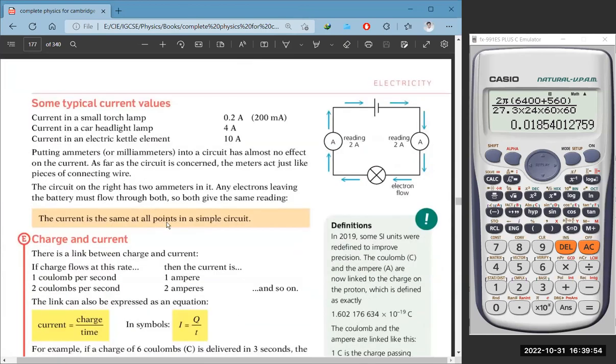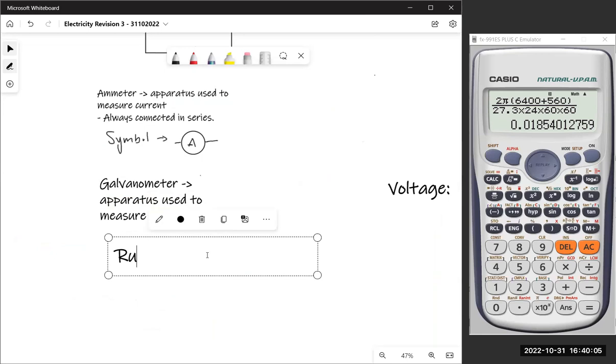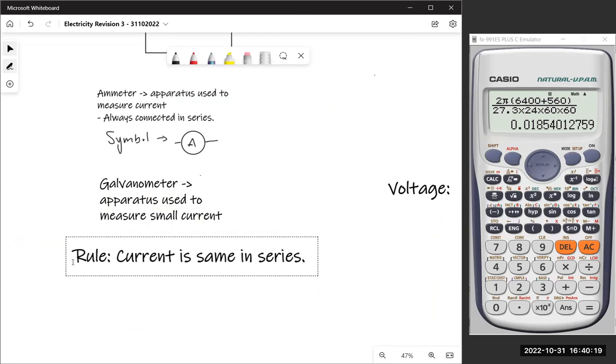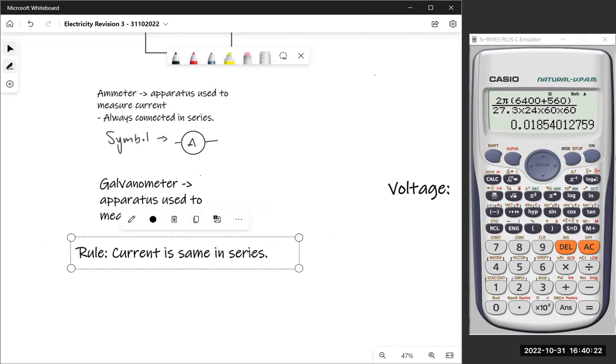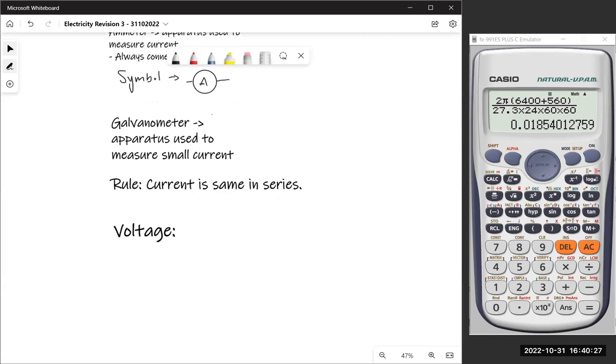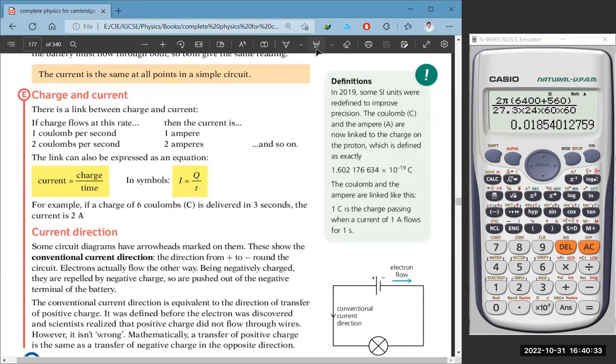Now, there's one thing you should write in your book. Before voltage, write this rule. Current is the same everywhere in a series circuit. Just write it and tell me when you're done. Done, sir.